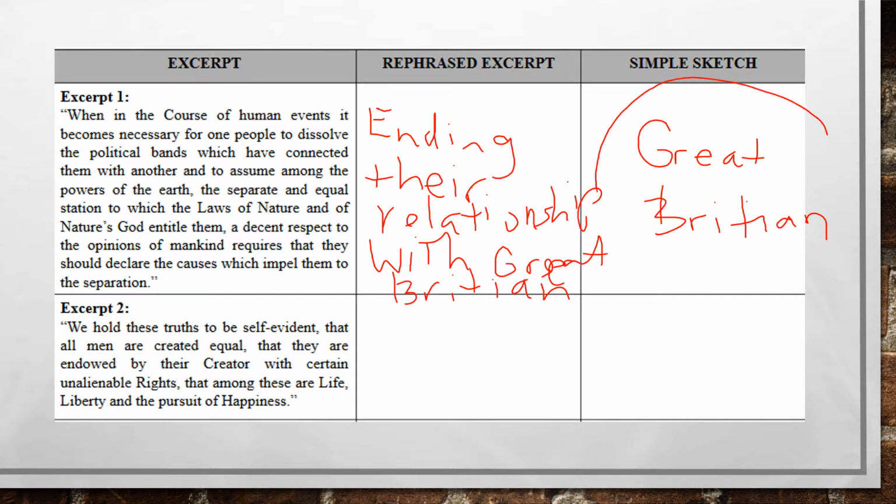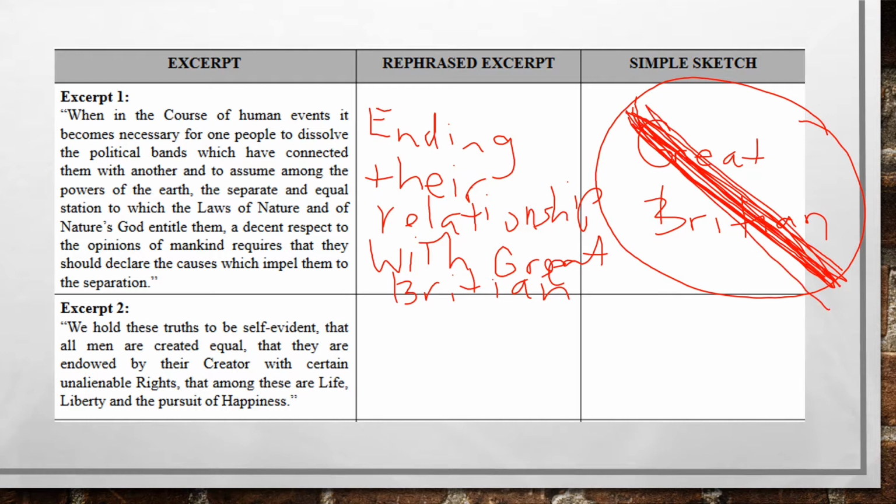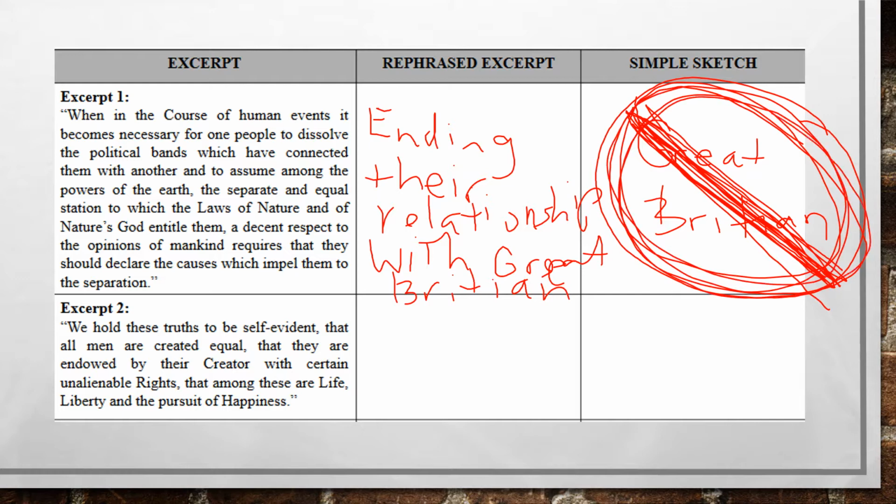So our simple sketch, we have Great Britain, and then we're going to put like a line over them. Like sometimes you see these, like when there's no smoking somewhere. So we're going to put that around Great Britain because they do not want a relationship with them anymore. So let's look at our next excerpt. Remember, you can pause this video whenever you need to if you need to get something down.